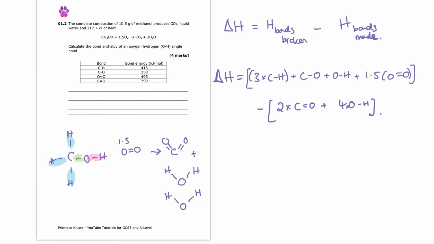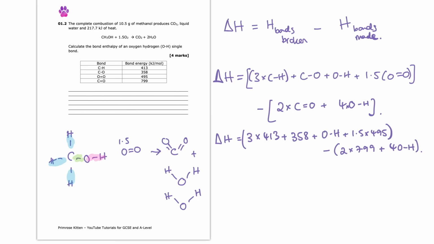So what I would do now is I would be very careful with this now, and I would substitute in all of the values that we know. And I'm not going to rush this because this is essentially some algebra that we're doing. We don't want to rush it. So we're going to get that delta H is equal to 3 times the C to H, so 3 times 413, plus the C to O, which is 358, plus an OH, which we don't know what it is, but plus 1.5 times 495 for the oxygens. And then we're going to subtract 2 times the C double O, so 2 times 799, plus 4 of those OHs. And what I would do now is I would try and simplify this as much as I can.